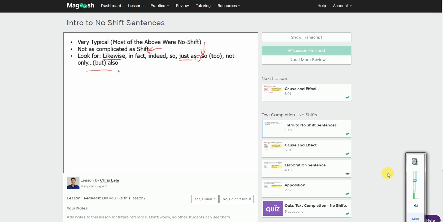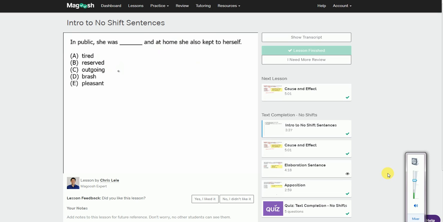So to give you an example of the difference between a no shift and a shift sentence, let's take some very basic sentence here, starting with "In public she was blank, and at home she also kept to herself." So what's important here is the "and." There is no contrast. So in public she's the same way she is at home, she keeps to herself, she is someone who is reserved, not outgoing or brash, which is speaking your mind in an obnoxious way. Tired doesn't quite fit the context.